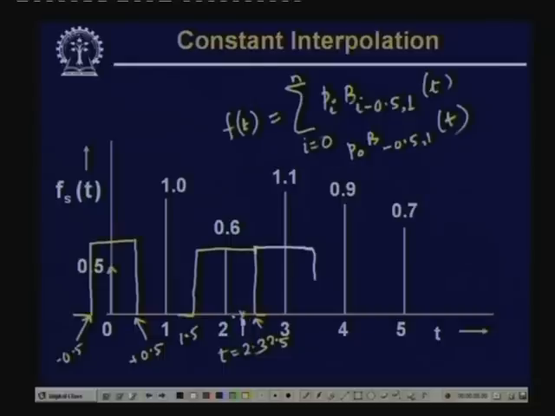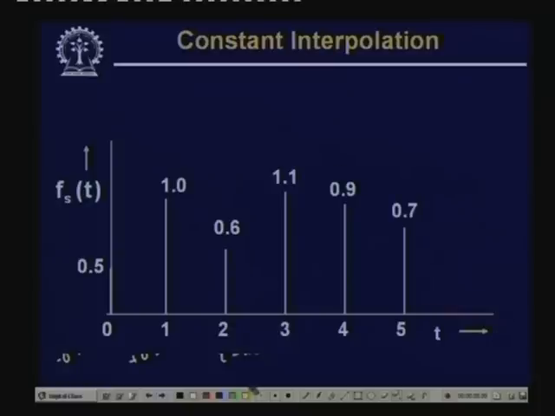So, at t equal to 2.3, if I expand this, I will have a single term, which is equal to P 2 into B 1.51 t, where t is equal to 2.3, and the same will be applicable for any value of t in the range t equal to 1.5 to t equal to 2.5. So, using this formulation, I am getting the interpolation something like this.